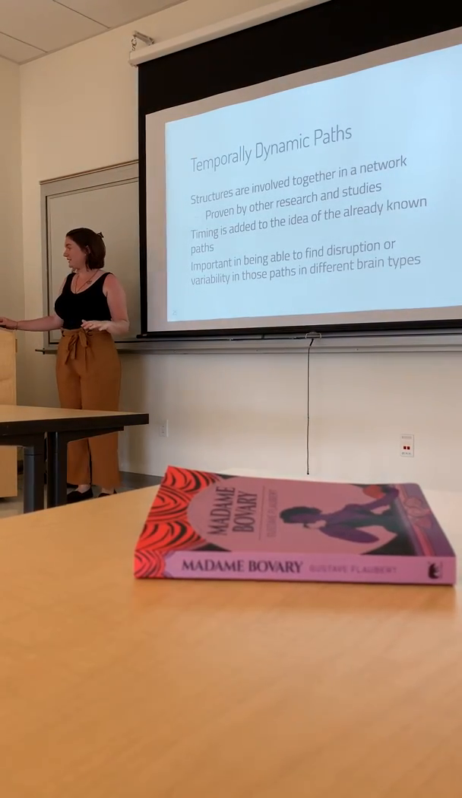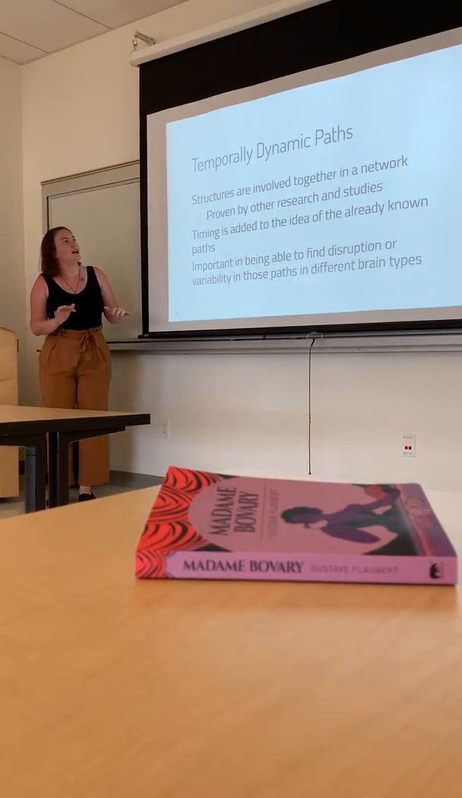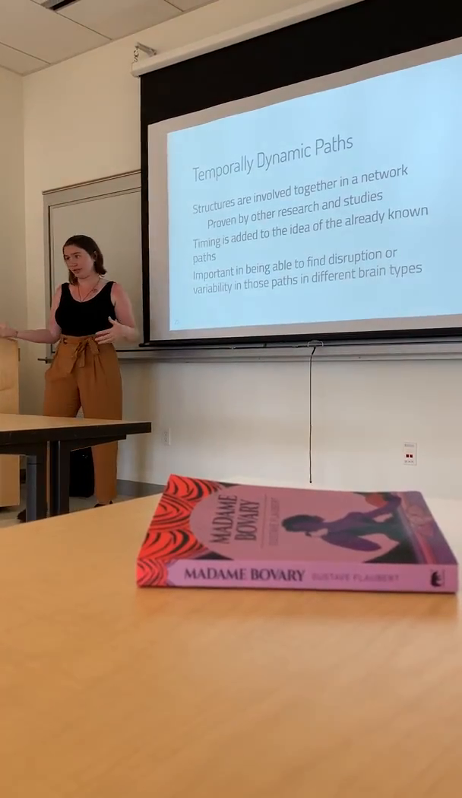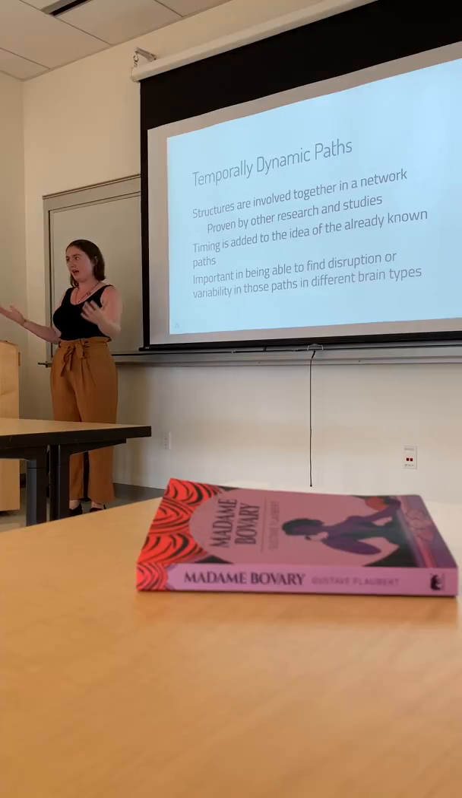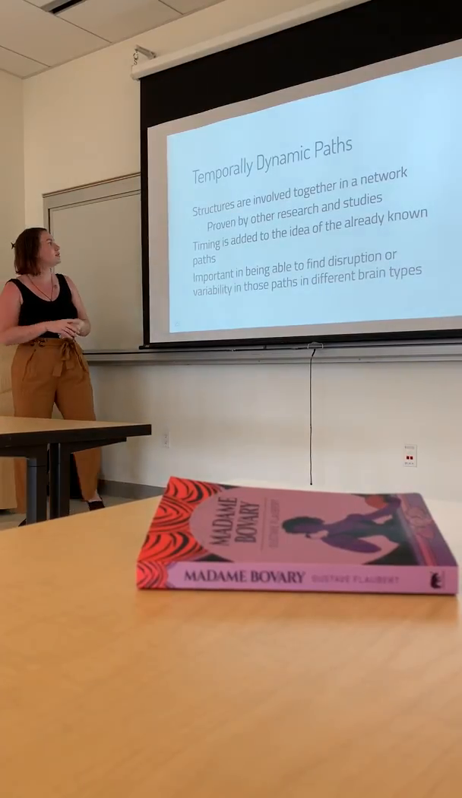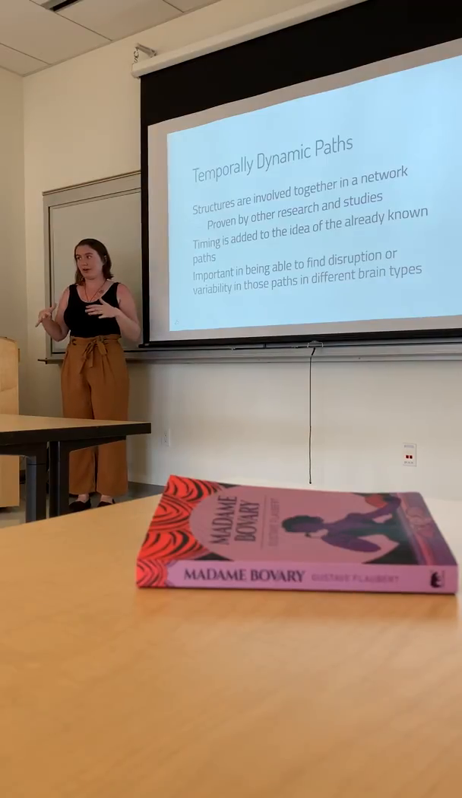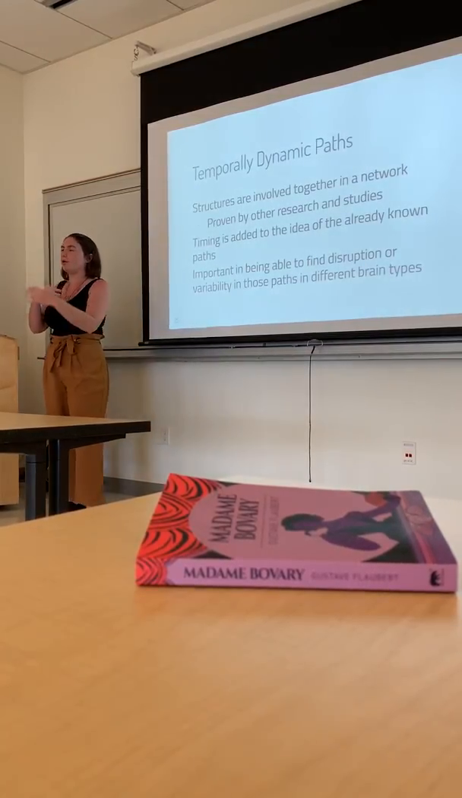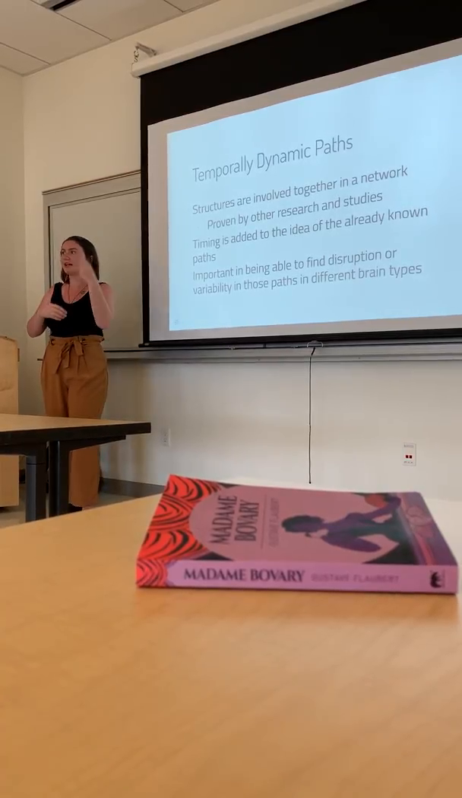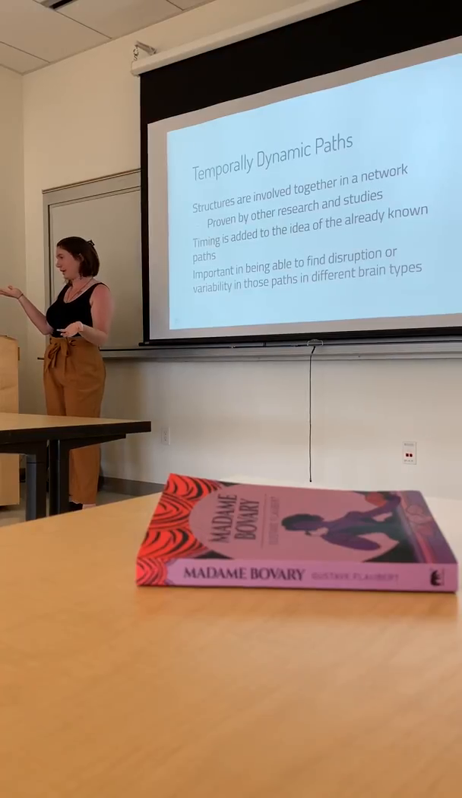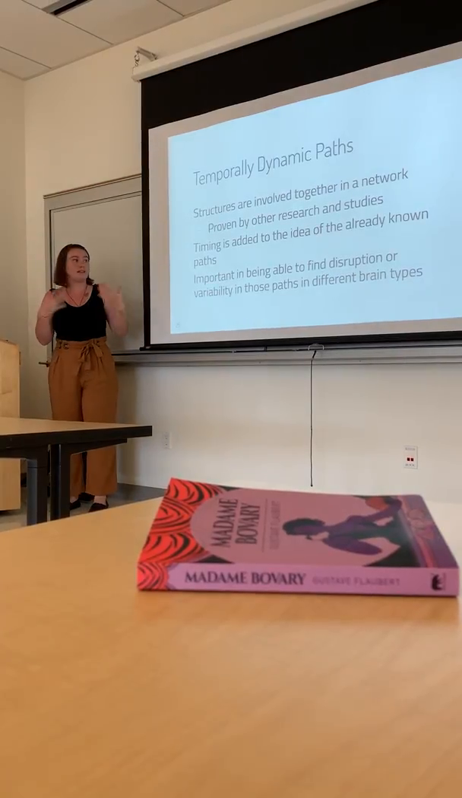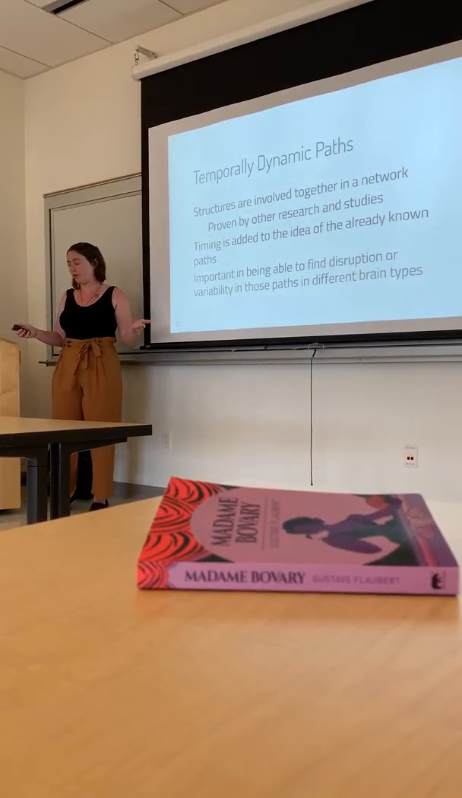Okay, so this brings us to the temporally dynamic paths. So we already know what structures are involved in networks based off of previous research done, right? And those still images of the fMRI and those discrete regions we know are involved. When we add timing to those paths that we already know and directionality, that's when it becomes a temporally dynamic path. And this becomes important because now you can find more paths and more disruption in those pathways, rather than just like, this is active, now it's not active in this brain, you know? But now you can see if they're both active, but the timing is really different, then there's a different kind of disruption to that pathway, right?